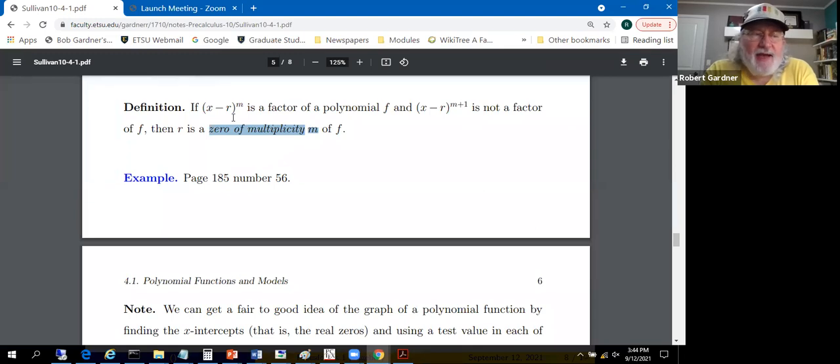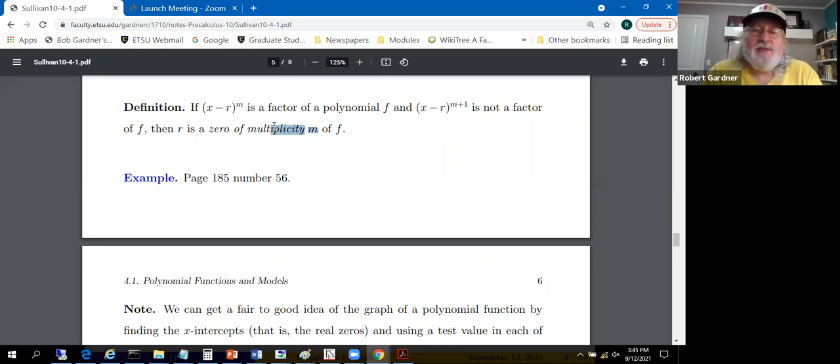Now, when you factor it, you collect all those common factors together. What all this means is x minus r to the m power. m is the biggest exponent you can put on x minus r when you factor it. That is, x minus r to the m plus 1 is not a factor. There are not that many factors of x minus r in the factoring.